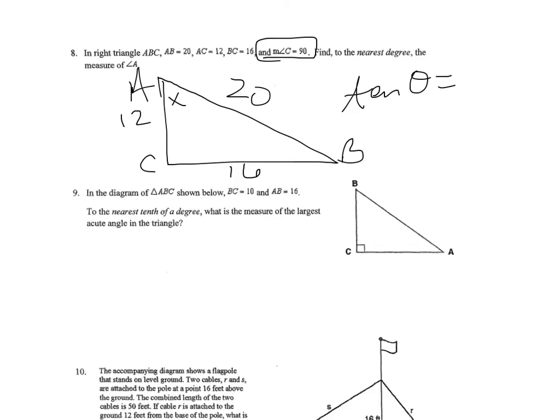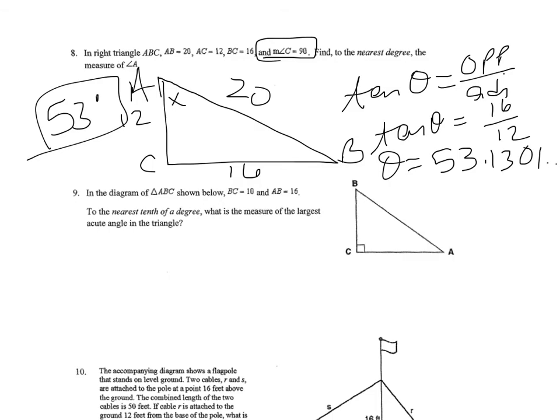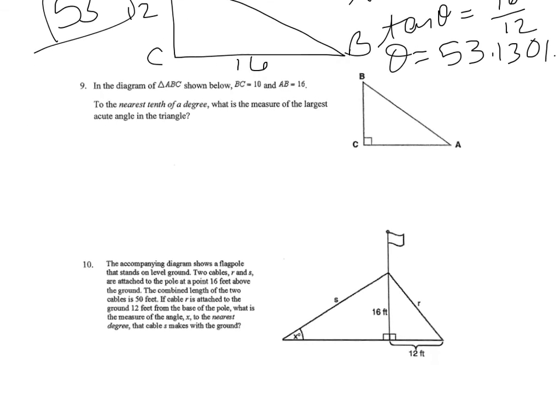So tangent of theta is equal to opposite over adjacent, and then tangent of theta or x is equal to 16 over 12. And in your calculator, you're going to press second tan 16 over 12, and you're going to wind up with theta being equal to 53.1301... So 53 degrees, and that's your correct answer. One more question, and then I'm going to leave you alone.